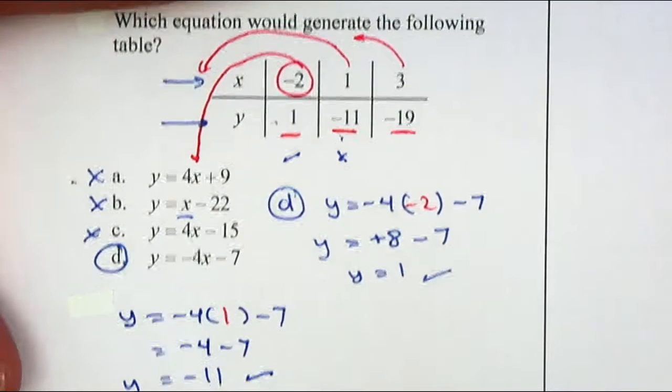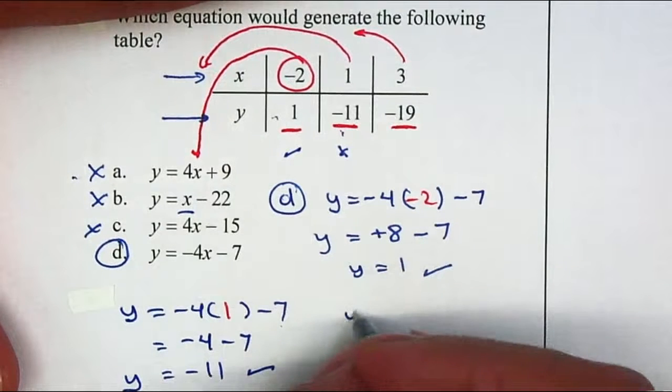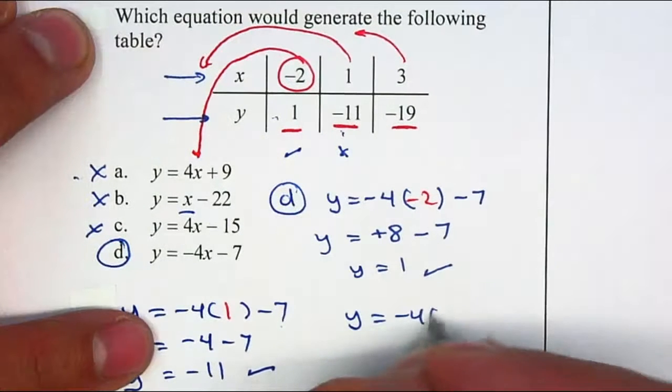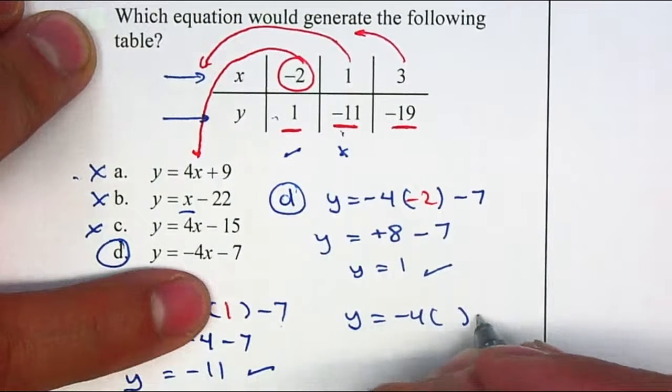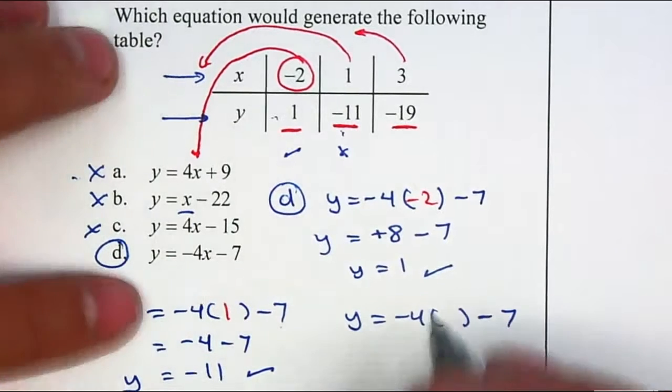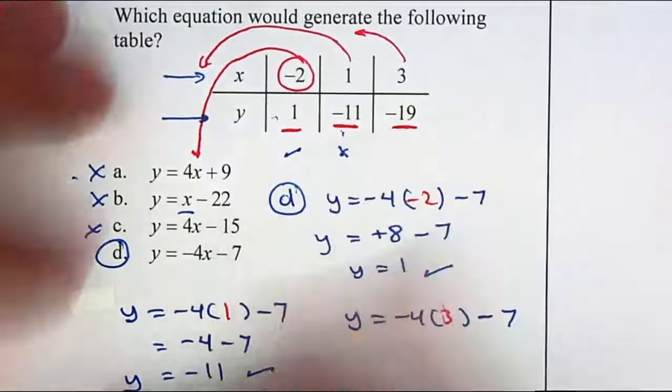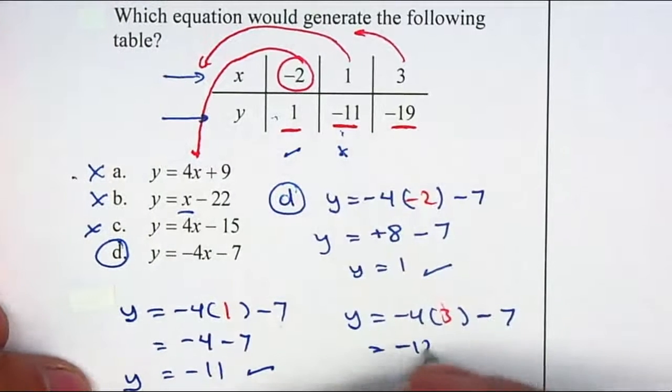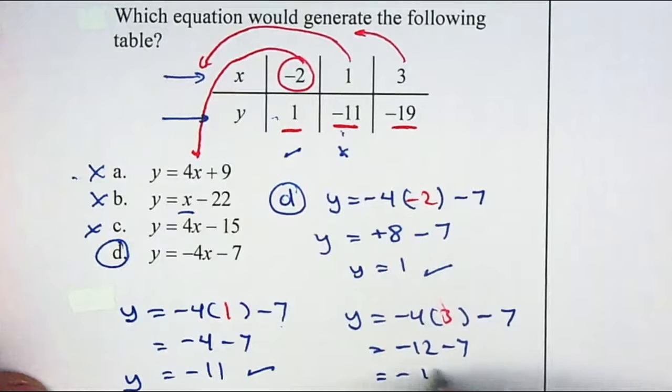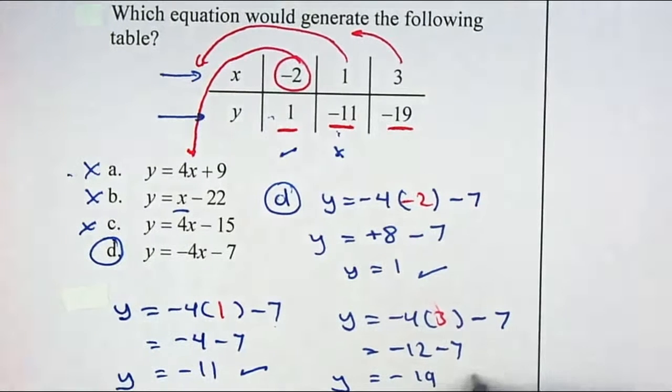And let me try the last one. Let me plug in a 3. y is equal to -4 times 3 minus 7. And that should give me -19. That gives me -12 minus 7, which is -19. That one is also correct. So your answer is D.